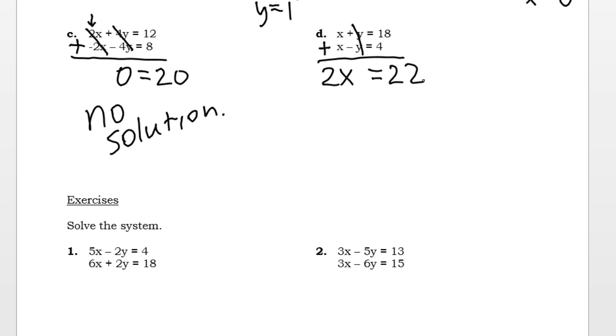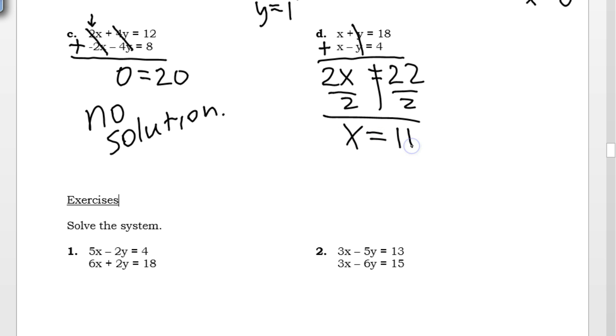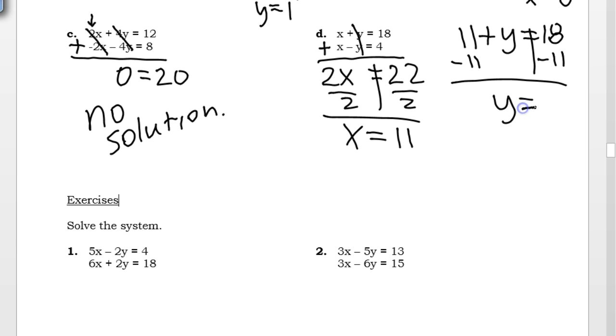Okay, anyways, letter D, I did x plus x, I got 2x, y plus negative y was 0, 18 plus 4 was 22, divide both sides of the equation by 2, and x is 11. We've practiced this many times, but we'll keep going. Sub our x in to the equation, 11 in for x, minus 11 from each side, and y is 7. That is it for the notes. Good luck on the exercises, and let me know if you have any questions.